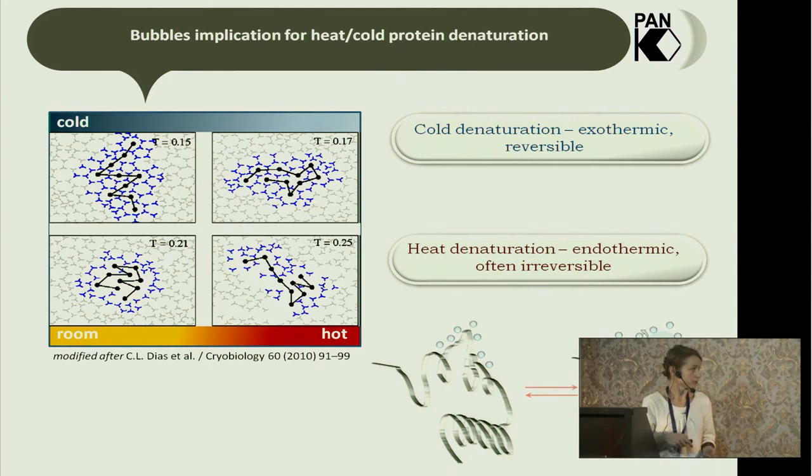But if we think about heat denaturation, this is an endothermic process, and it is very often irreversible. And again, it is commonly accepted that the driving force for it is the entropy gain coming from those nonpolar compartments that are now more free to move in solution. If we think in terms of what I've observed, what we do when we increase the temperature, with the diminished solubility of gas, it escapes from the solution. So again, if there are no nanobubbles, there is no protein structuring.